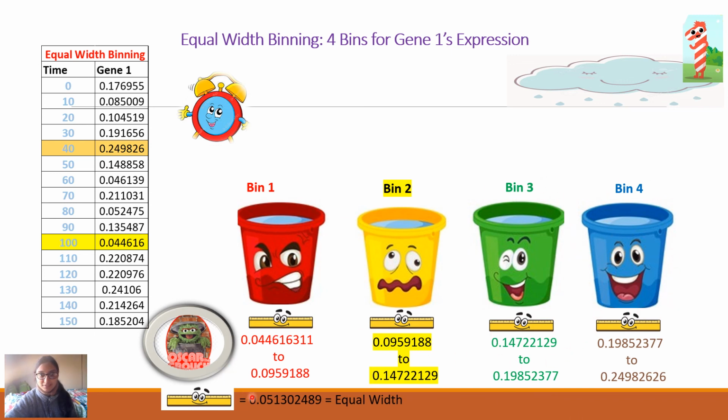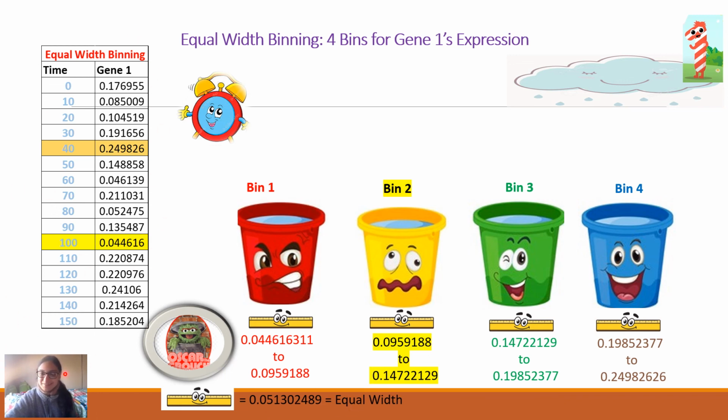So for instance, the first bin is 0.04461,6311, all the way to 0.0959188. And each bin has a width that's equal, that's 0.0513024889. And that's how we got it.